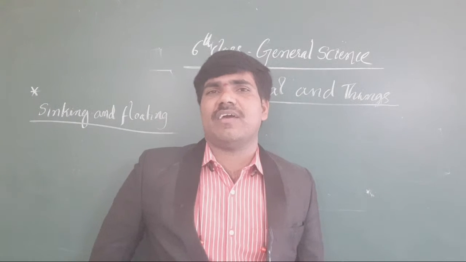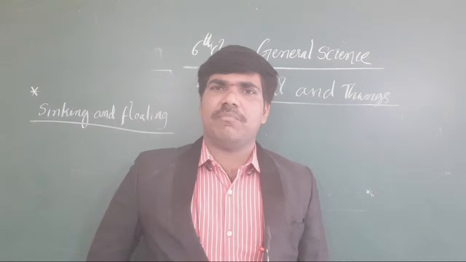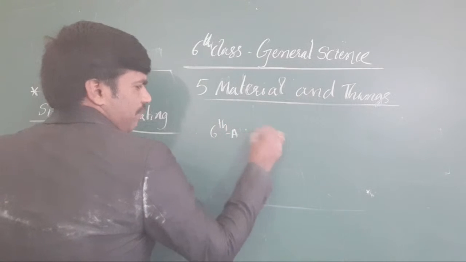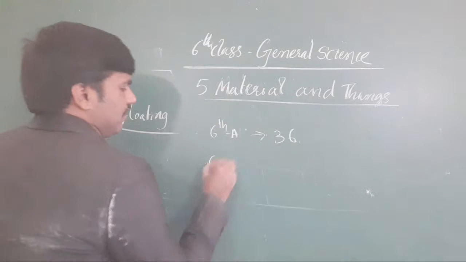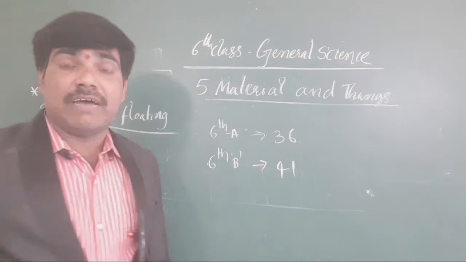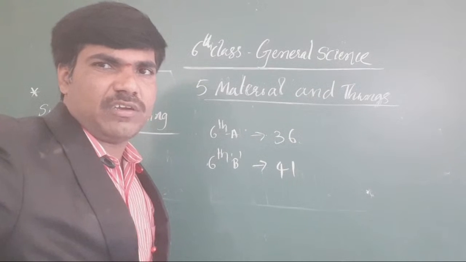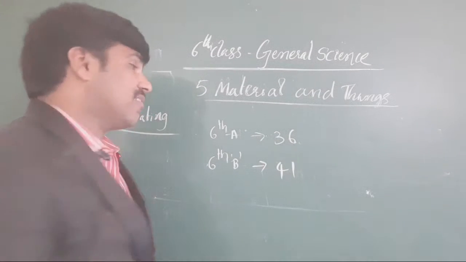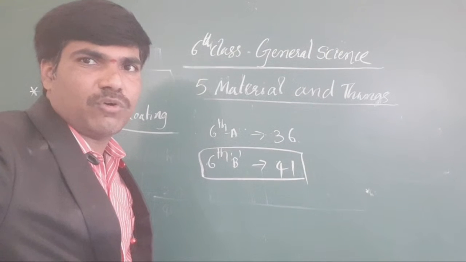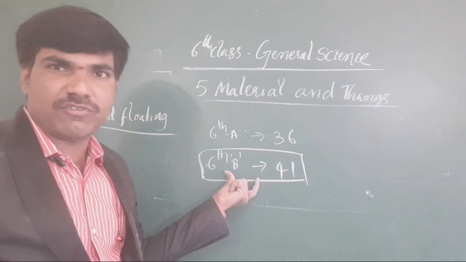Suppose there are 2 sections, 6th class A section and 6th class B section. The rooms are the same, the room area is the same, and the number of benches is the same. In 6th A section, there is a strength of 36. In 6th B section, there is a strength of 41. Which section is the more dense section? Which contains more density of students? Yes, 6th B. Okay, more density. Clear or not, all the students? Yes, 6th B has more density. Very good.